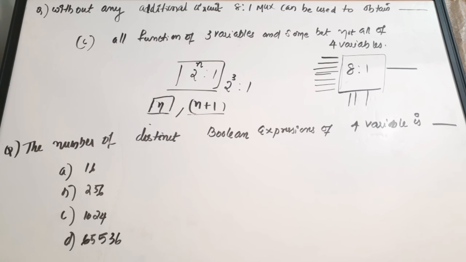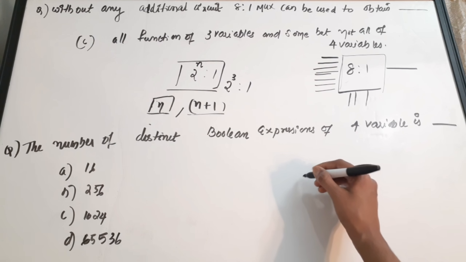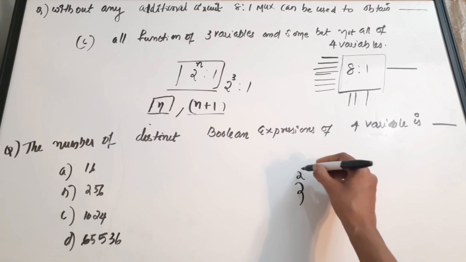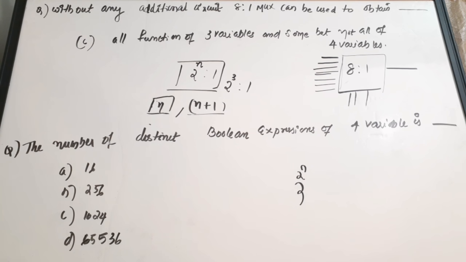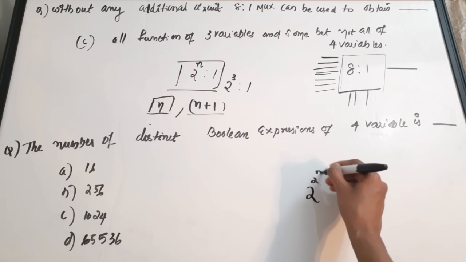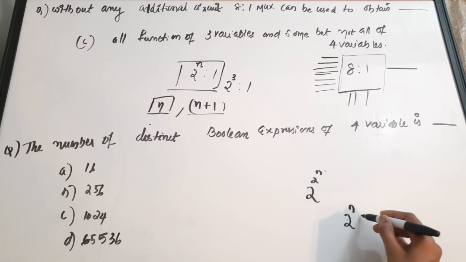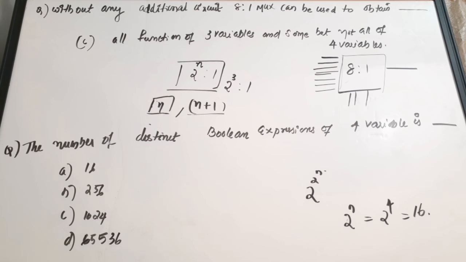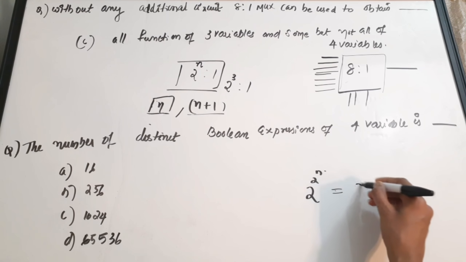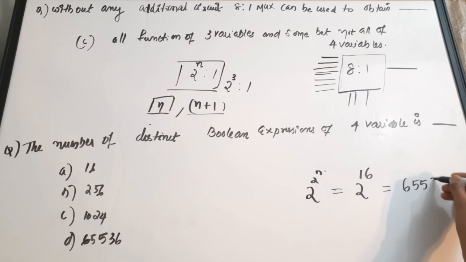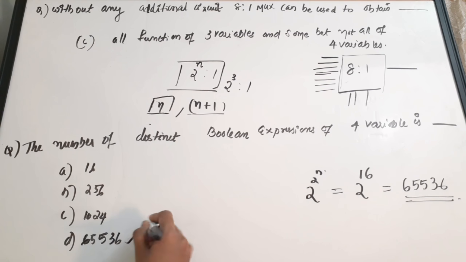Next question. The number of distinct Boolean expressions of 4 variables is dash. Okay, so that is how many Boolean expressions you can have with 4 variables. The equation is you can have 2^(2^n) Boolean expressions. Now, what is 2^n? 2^n is 2^4, which is 16. And you can have 2^16, which is 65536. This many distinct Boolean expressions you can have with 4 variables. Okay, the correct answer is option D, 65536.